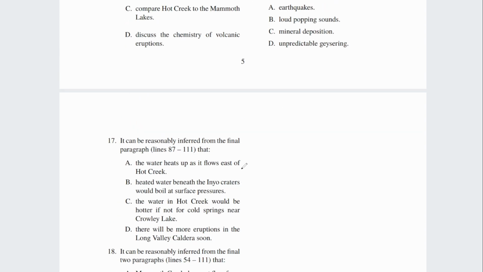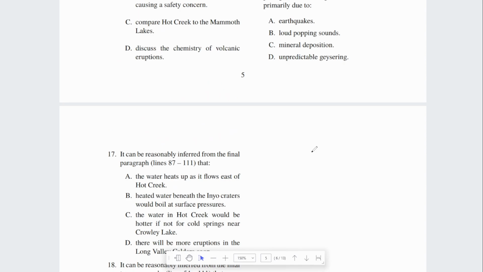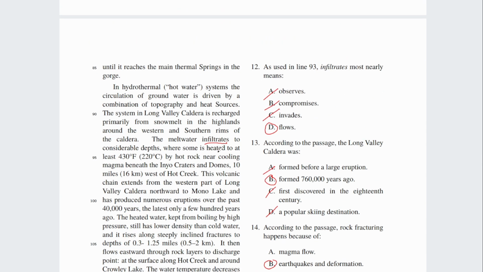Okay, so we have a purpose of a paragraph question, we have a main purpose of the passage, and we have reasonable inference questions. And I think in this situation, it's best to do reasonable inference questions. Okay, so it can be reasonably inferred from the passage that the danger of Hot Creek is primarily due to earthquakes, popping sounds, mineral deposition, or unpredictable geysering. Well, for one thing, it seems like loud popping sounds and mineral deposition don't create a serious danger to the tourists at Hot Creek. They just sort of seem unlikely, and we know that there were loud popping sounds, but we don't know how dangerous they were. But to be honest, I don't recall whether it was the geysering or whether it was the earthquakes that caused the real issues.